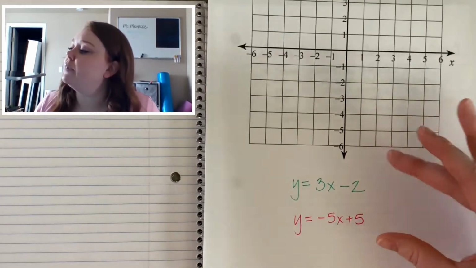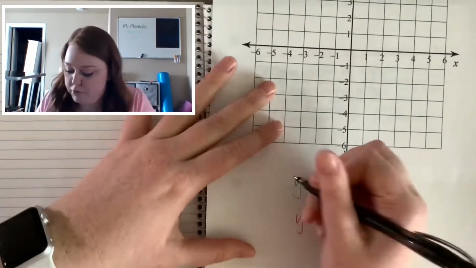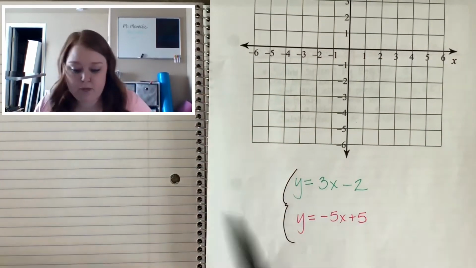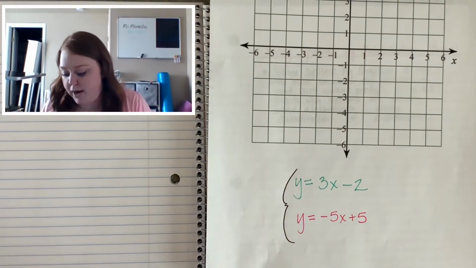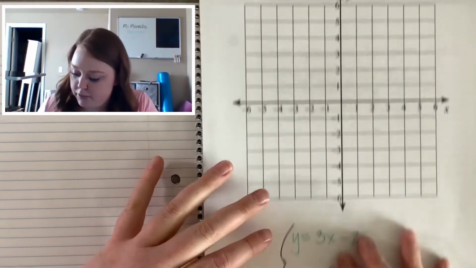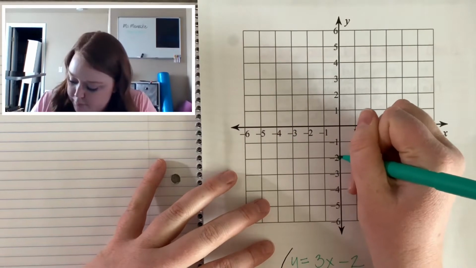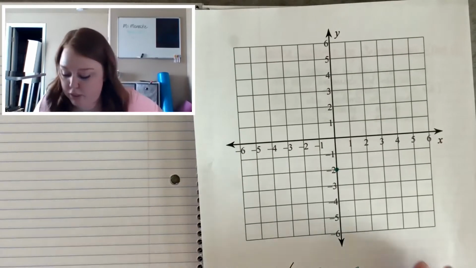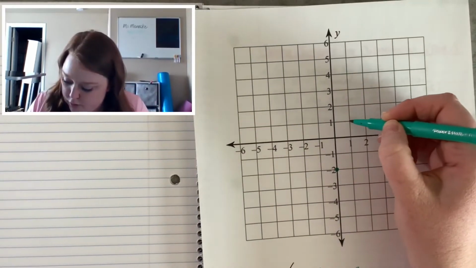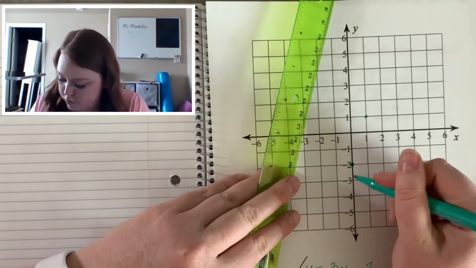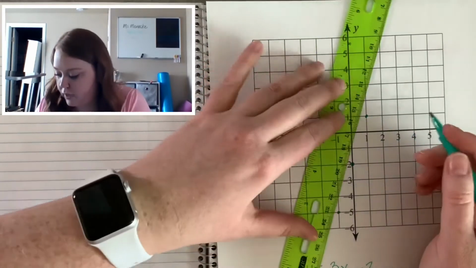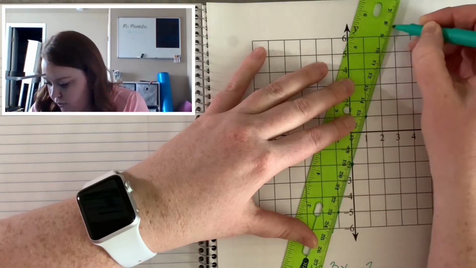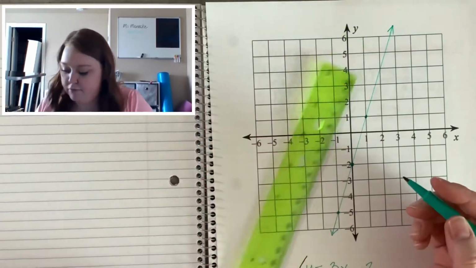So down here, I got my system. Probably should have put the little squiggly brace over there, okay? But I'm going to go ahead and graph these and we'll see what happens. So y equals 3x minus 2. The y-intercept is at -2. My slope is 3, so that's up 3, right 1. I could also go down 3, left 1. I'm going to take those points, use a ruler, and there is my graphed equation.